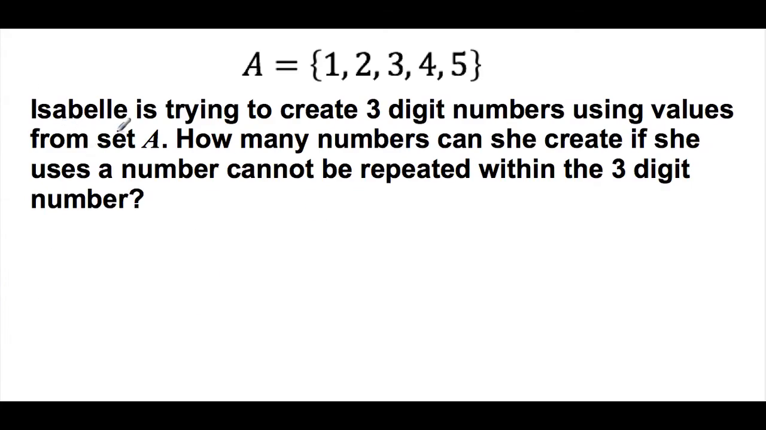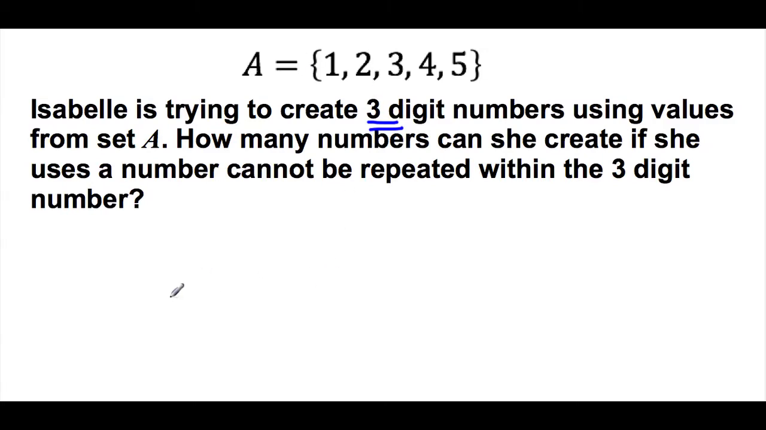Isabel is trying to create 3-digit numbers. Okay, not 5-digit, 3-digit numbers using the values from the set. Once again, it's five values. How many numbers can she create if numbers cannot repeat within the three-digit number? Alright, so I want you to think about that for 1 second. Alright, I'm sure 1 second is over.